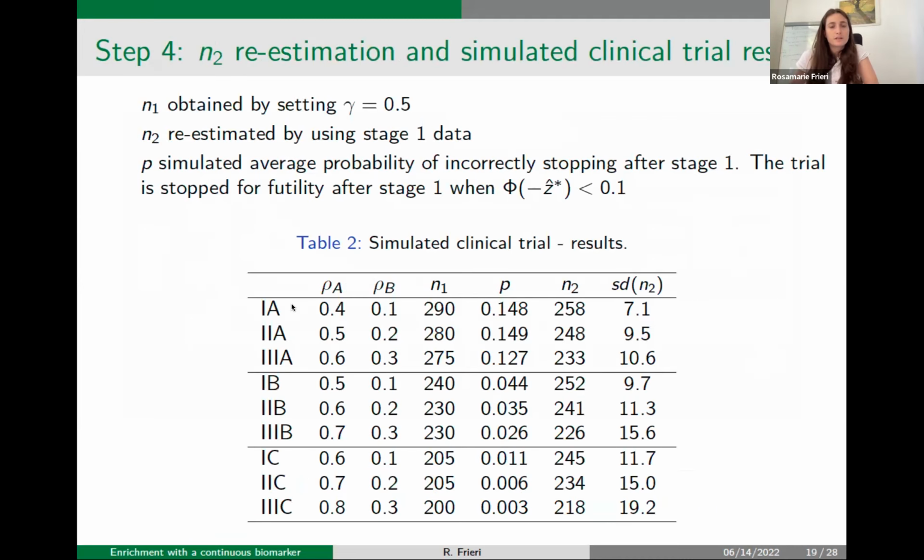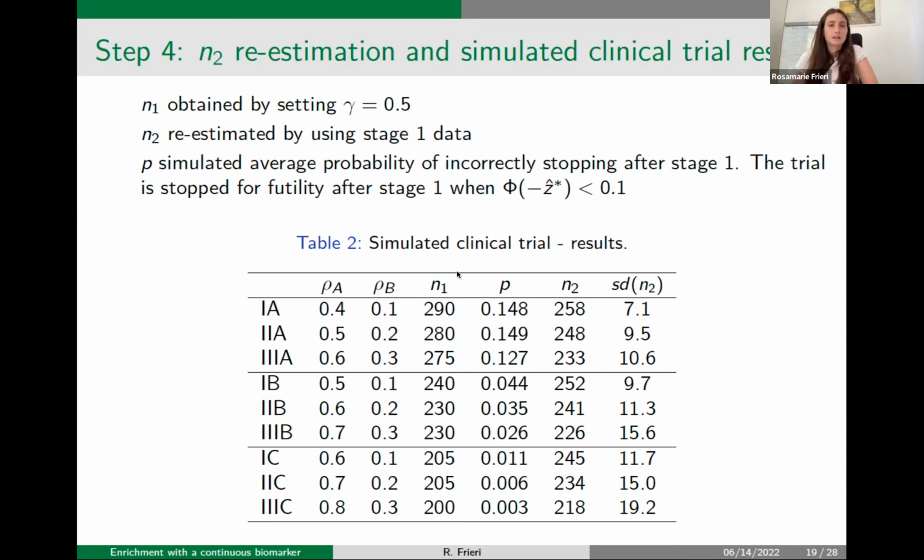Finally, we have the results for the whole simulation study. So different correlations. These are the values for sample size stage 1 and sample size stage 2. I want to focus your attention on the value for N1, because you may think, and I agree, that they are pretty large for just a preliminary study in which you want to estimate the threshold. But let's investigate more on what happens if this N1 is not large enough.